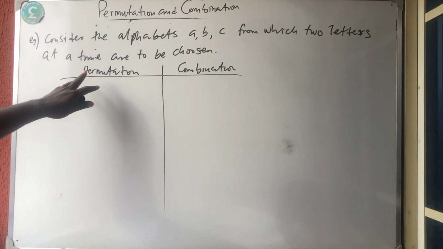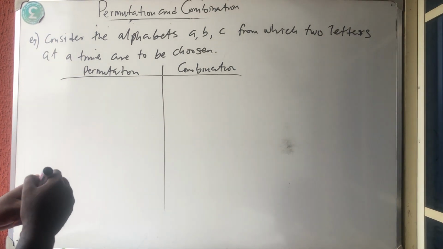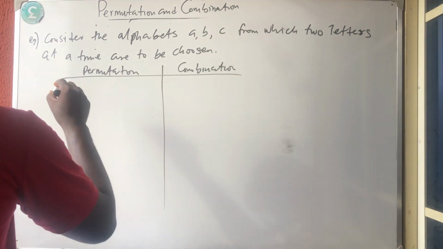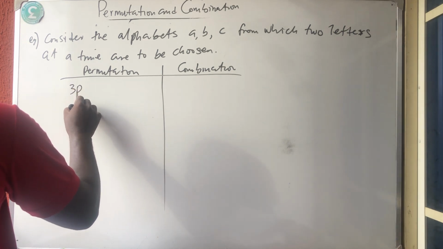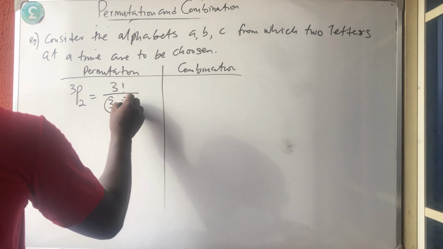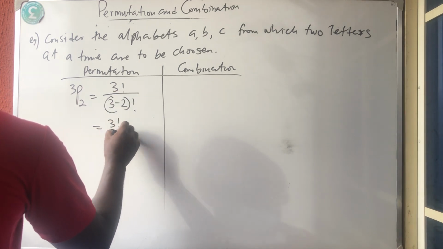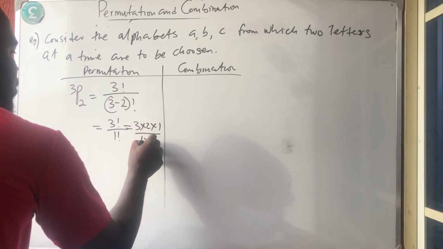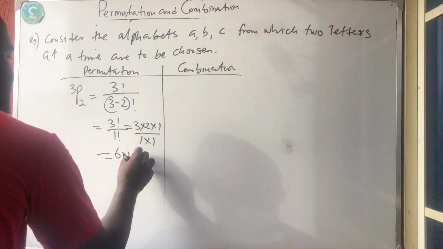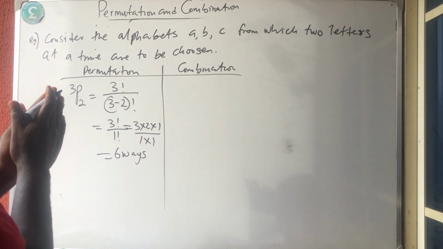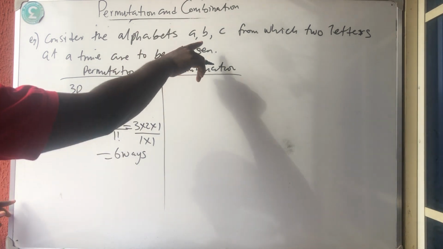Now in permutation is the order of arrangement. We want to arrange these three alphabets two at a time. So it's going to be 3 permutation 2, which is 3 factorial all over 3 minus 2 factorial. So which is 3 factorial all over 1 factorial, which is 3 times 2 times 1 all over 1 times 1. So I'm having 6 ways. So these alphabets can be arranged in 6 ways, forming only two alphabets together. Watch it now.